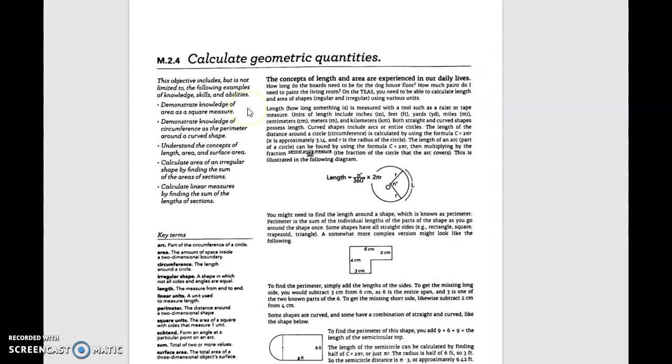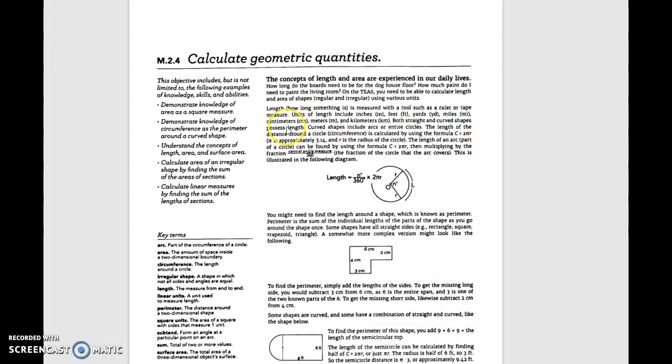So we only really need to know about perimeter and area until we start talking about circles, which is what this paragraph here is going to talk about. Now, before we get to this paragraph, let's go back up into the previous paragraph. On the TEAS, you'll need to be able to calculate length and areas of shapes, both regular, which would be your basic shapes, and irregular, which would be shapes where you might have two different shapes combined together, such as this little example right here, using various units. The units of length that we've already talked about in different sections have been inches, feet, yards, miles, centimeters, meters, and kilometers. We've already talked about all these different types of units of measure in previous sections.